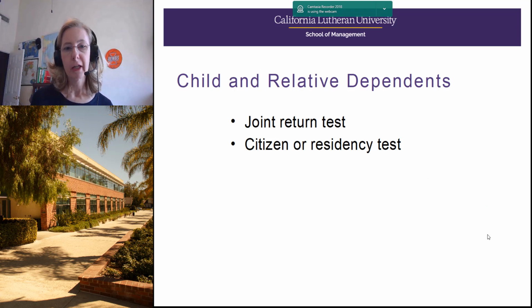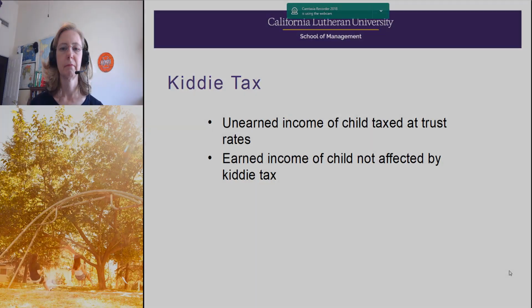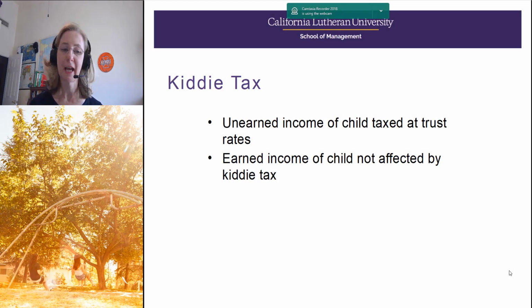Now, both child and relative dependents have a couple of other tests they must pass. They cannot file joint returns. So for qualifying children, typically they're not going to be married, although some qualifying children under the age of 24 could potentially be married. They can't file a joint return in order to be claimed as a dependent of someone else. And the qualifying child or the qualifying relative needs to be either a citizen or a resident of the United States. Now let's talk a little bit about kiddie tax.